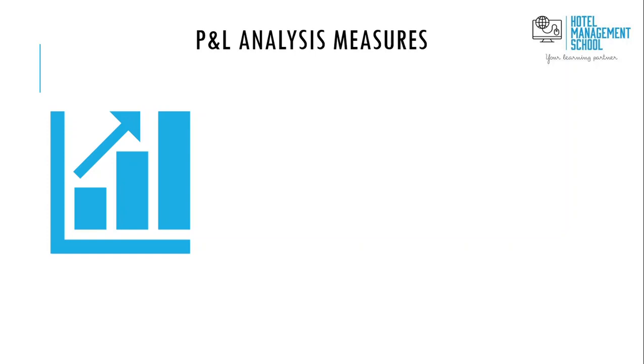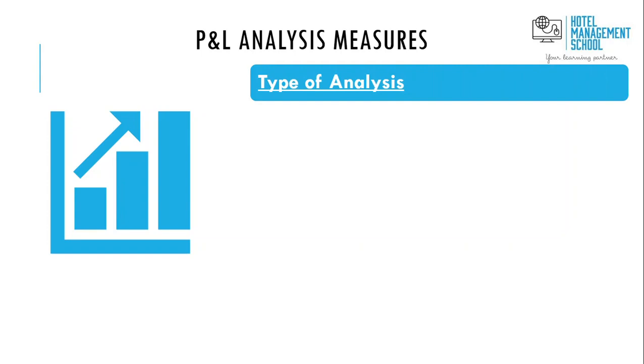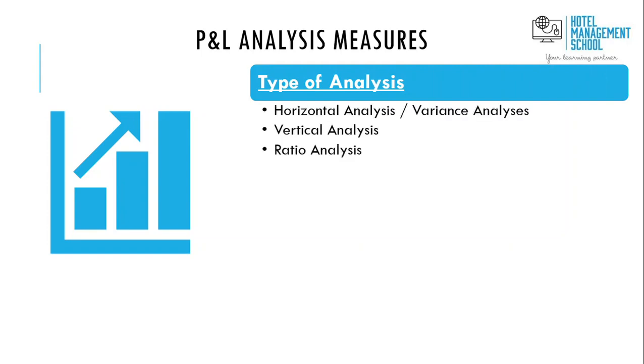Analyze the P&L from the various perspectives. So the P&L analysis can be done in two ways. One is called horizontal and variance analysis, which means comparing the variance with your budget, with your previous years, or any other benchmarks.